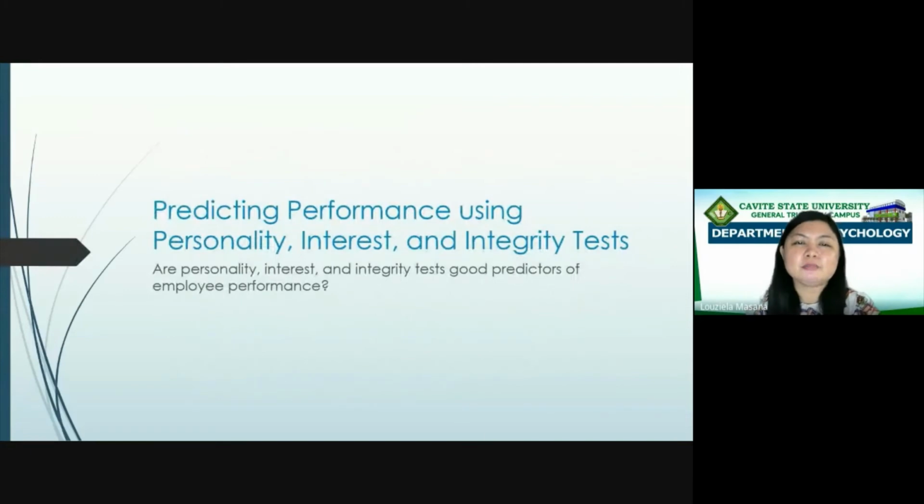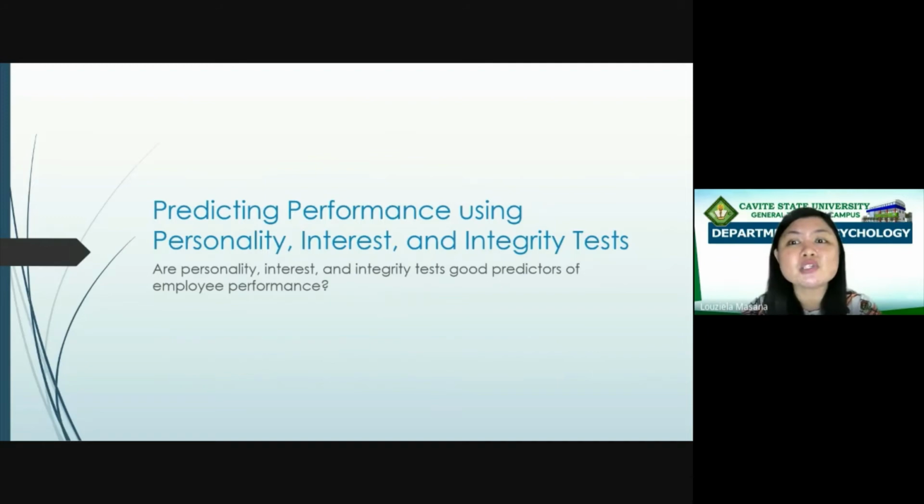How about personality, interest, integrity tests? Will it predict performance? Yes, it can also predict performance. Personality, what kind of person you are. Let's say you are assigned as supervisor. So dapat ang personality mo, it's more of autocratic, authoritarian, someone who can motivate, who can influence people. Kung may ganun kang personality, definitely you can provide a good performance.